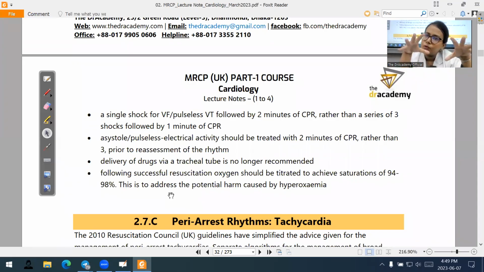But after the acute event has settled, if the patient is able to maintain their own oxygen saturation, there is no need for further supplemental oxygen, because oxygen can also cause injury to the brain as well as the heart and the lungs. So after the acute event, if the patient is able to maintain their breathing, there is no role for supplemental oxygen.